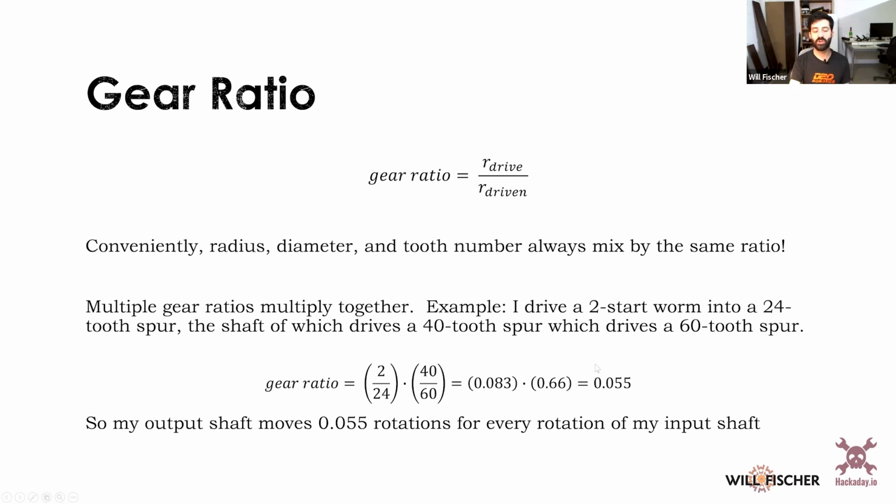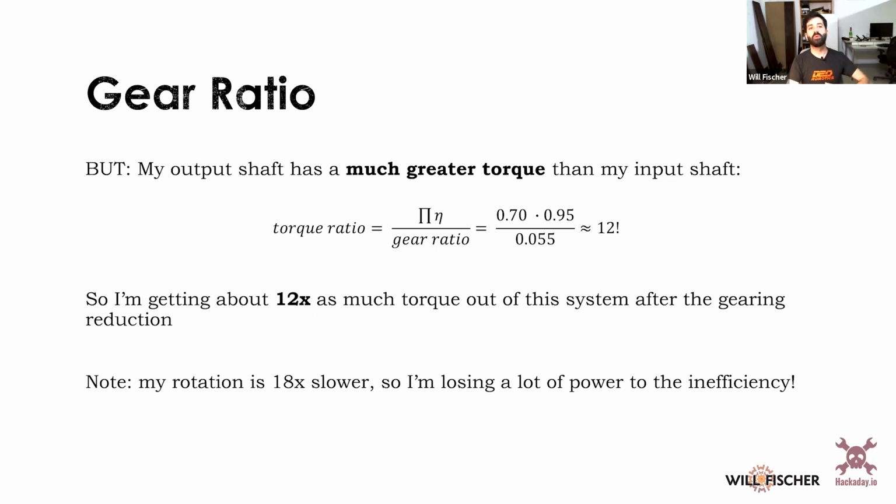What that gear ratio effectively means is that my output shaft moves 0.055 rotations for every rotation of my input shaft. So I'm really cranking around on my input shaft, and my output shaft is just barely moving. Why would I do this? Well, my output shaft is going to have a way greater torque than my input shaft, which is really awesome.